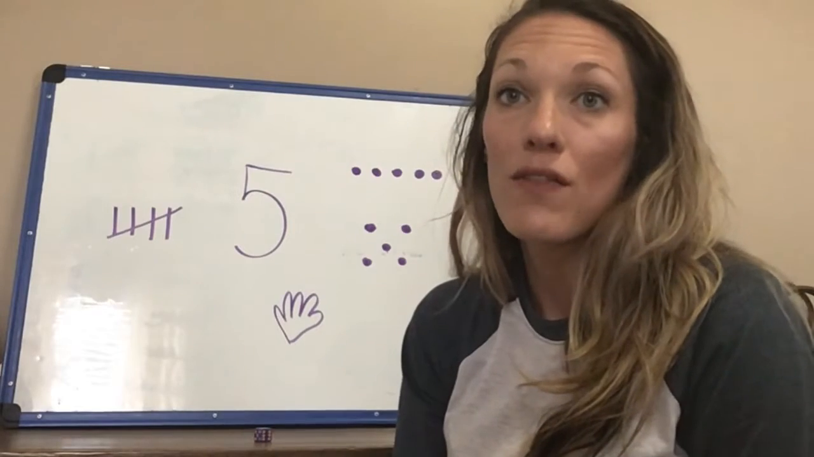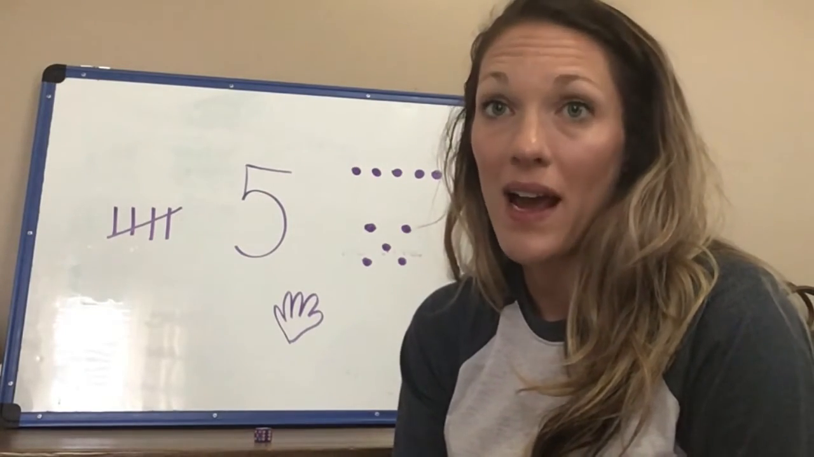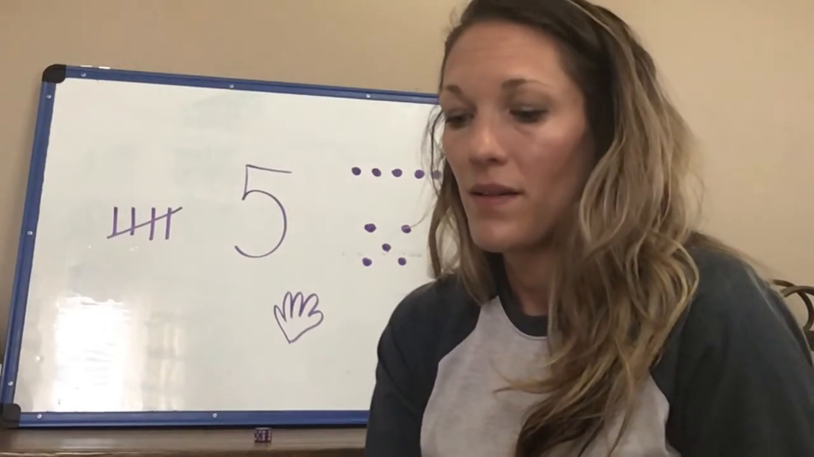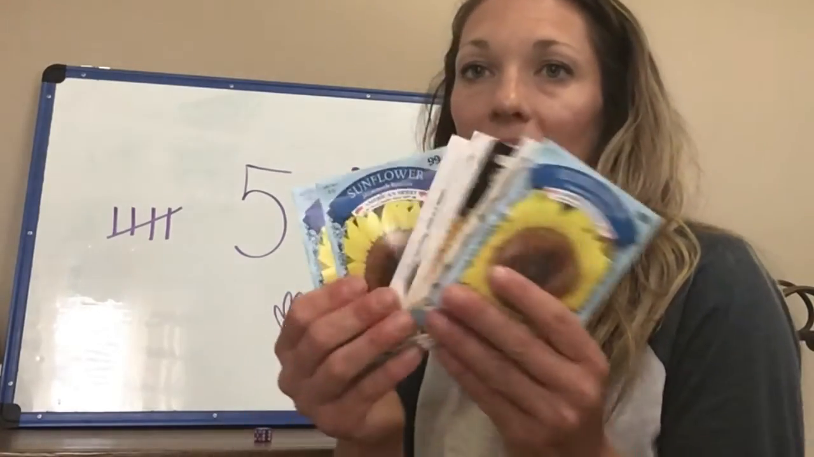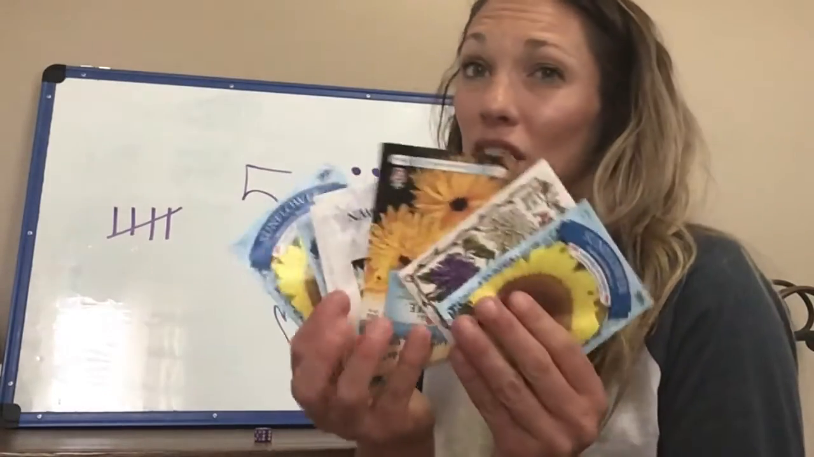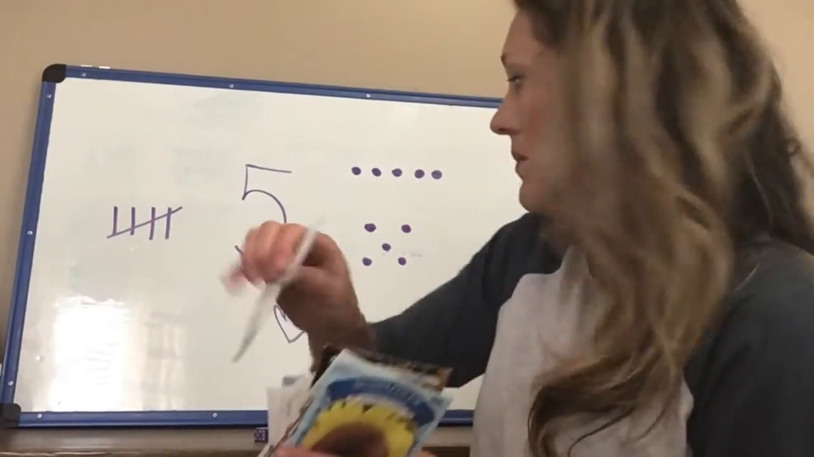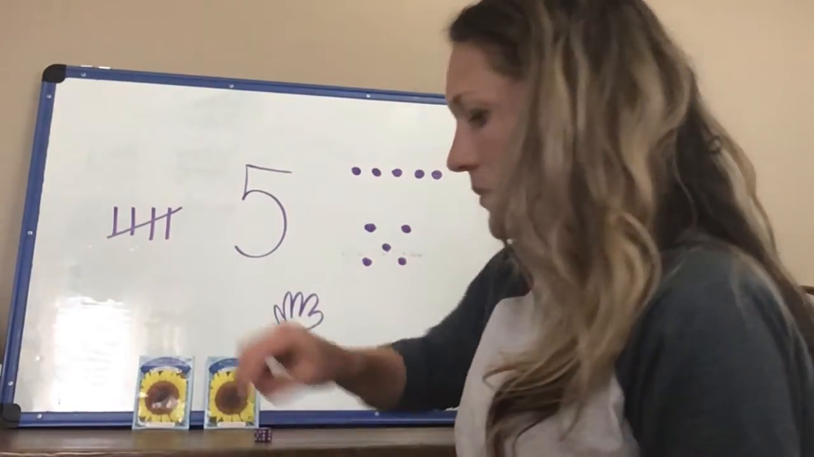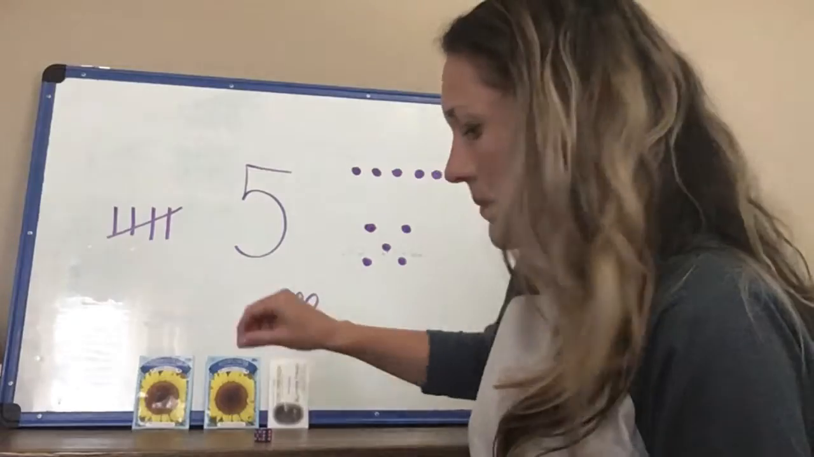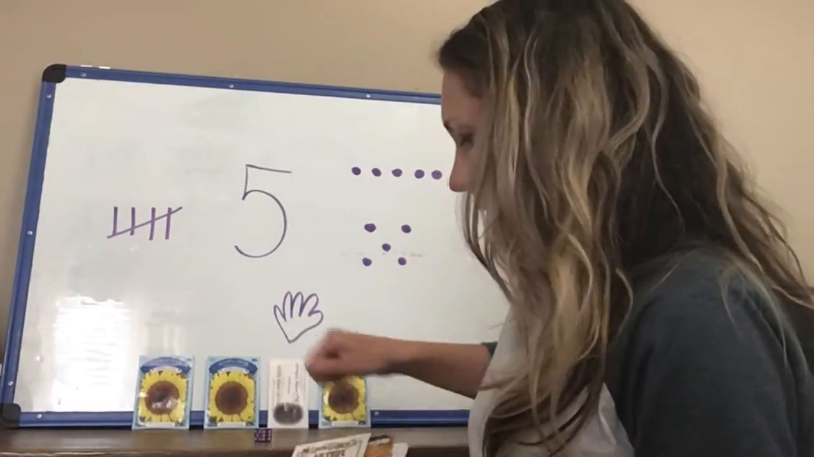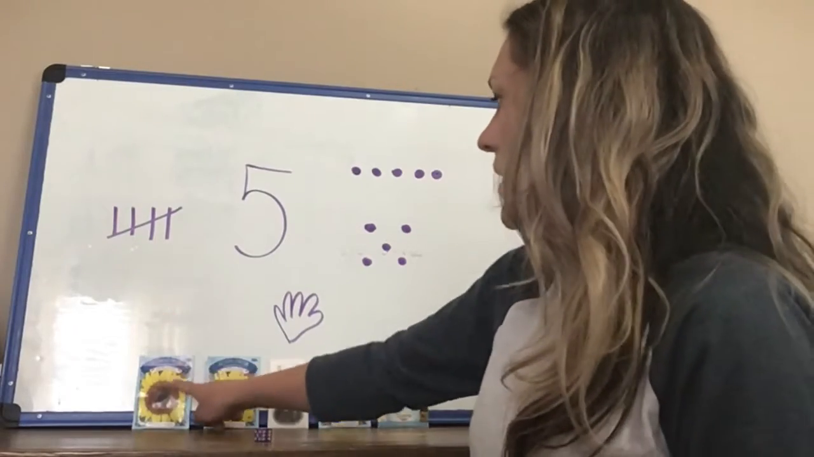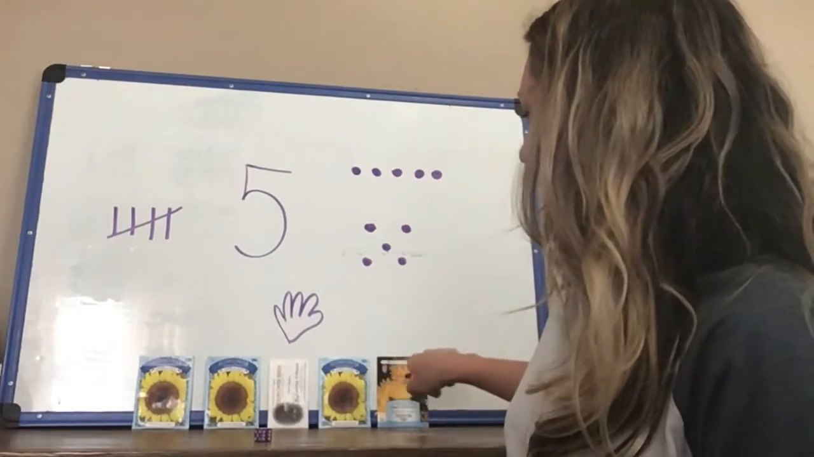Another way that I can show 5 is by finding items in my house. So I looked around and I found some seeds. I have some packets of different seeds that you can plant. So I have a bunch here, but I'm just going to count 5. Ready? 1, 2, 3, 4, 5. 1, 2, 3, 4, 5.